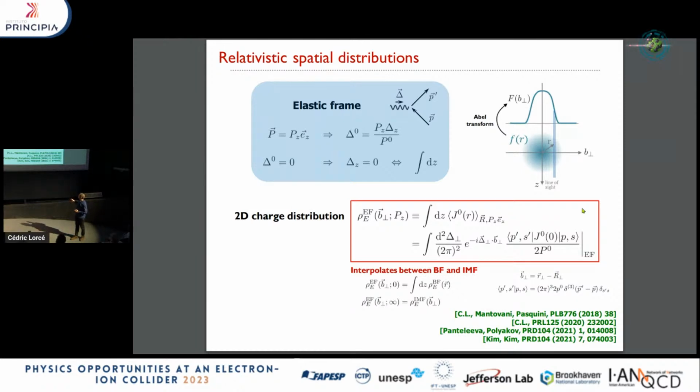And so you can define a 2D charge distribution for any value of pz, just by a Fourier transform; you just have to compute the amplitude in the elastic frame. If you go to the frame where pz is equal to 0, it's just the projection in the transverse plane of the 3D distribution. Nice connection. If you go to pz going to infinity, you recover the infinite momentum frame distribution. It's a nice interpolating object.